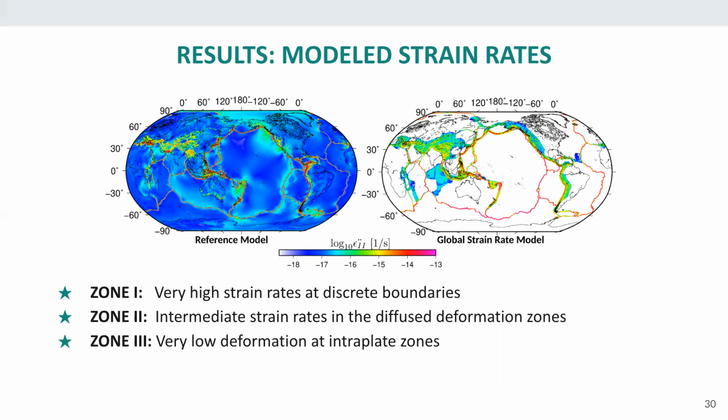And lastly, the third zone, which is the interplate zone, where we still have some strain rate, but these are lower compared to the surrounding regions. And there are no strain rates here, but because our model is continuum, we still have low strain rate in the model. But you can see the correlation between the observations and our model very clearly.